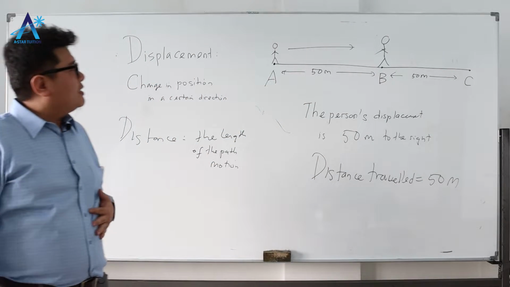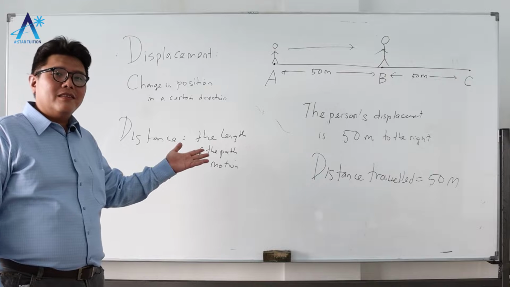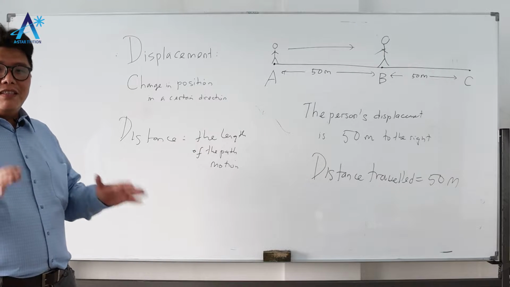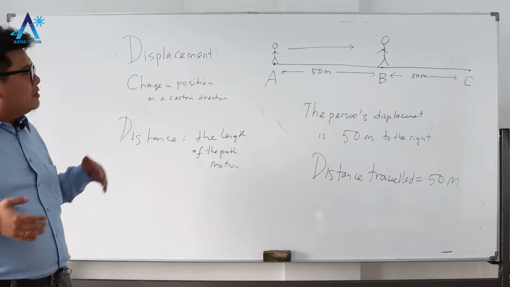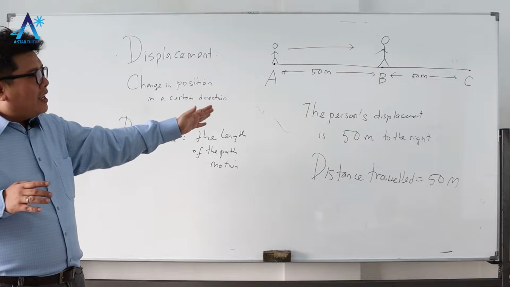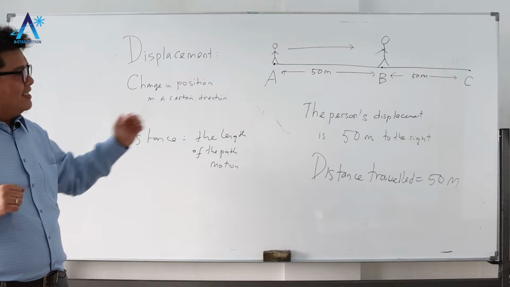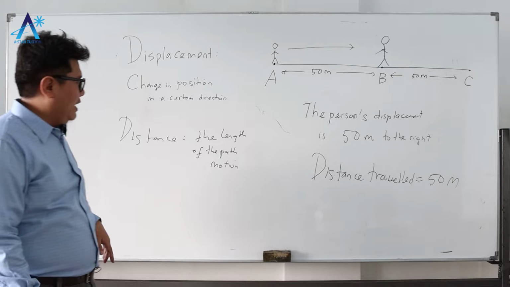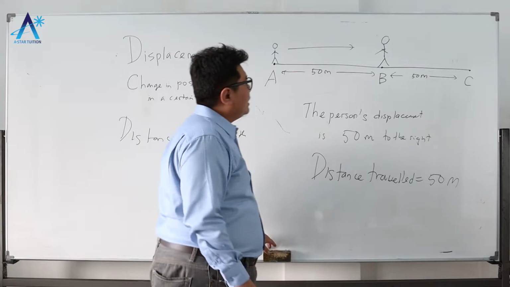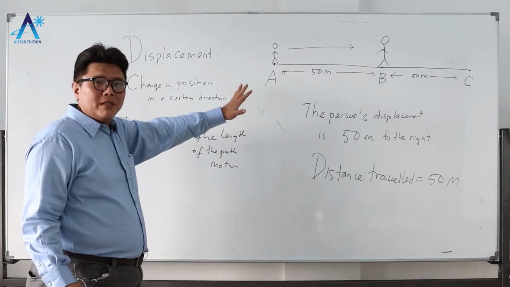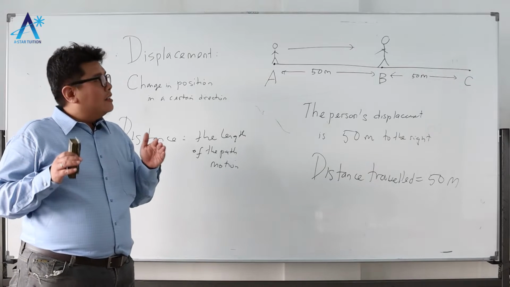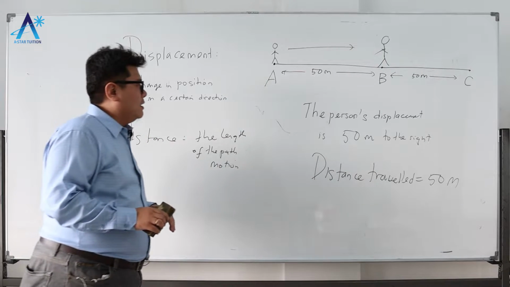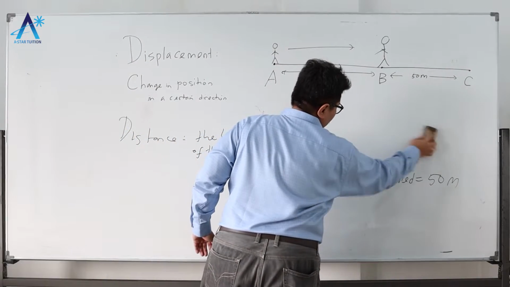Okay, you can see from this example that there is no inherent difference between displacement and distance, except for the fact that for distance, we don't really say that it's moving to the right. Now, the magnitude is 50 meters, right? But then, let's change the scenario a bit, and you'll see why distance and displacement are not actually the same quantities.